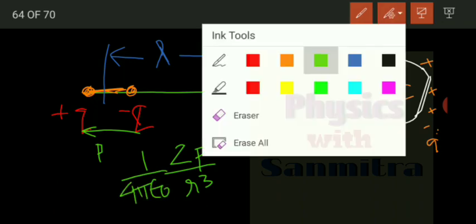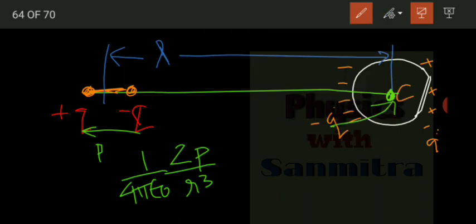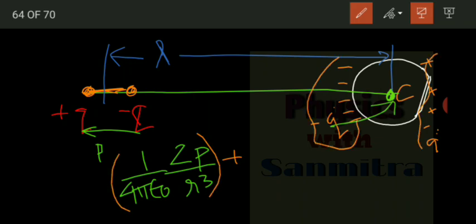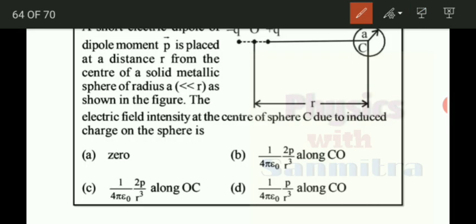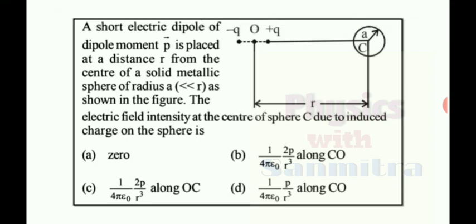But the net electric field inside the conducting sphere should be 0. So to compensate the effect of the dipole, the induced charges will add up and make it 0. So this will generate an electric field in such a manner that it compensates it. So E, I can write now, will be 1 by 4 pi epsilon naught times 2p by r cube. There are two options, one is along CO and another is along OC.